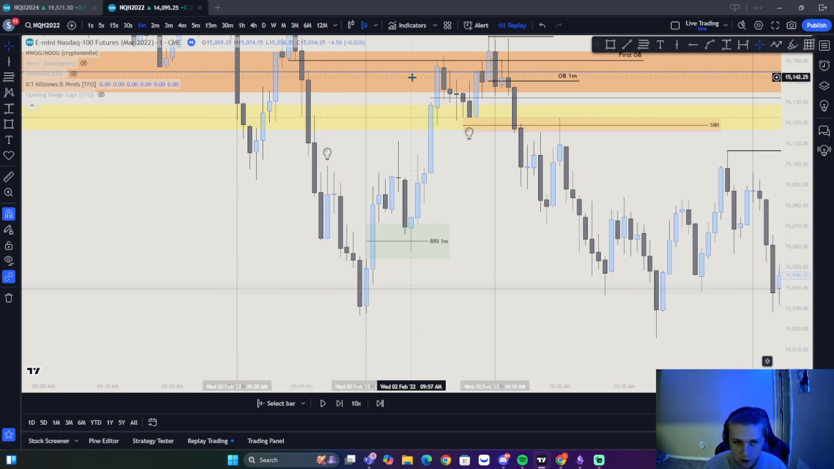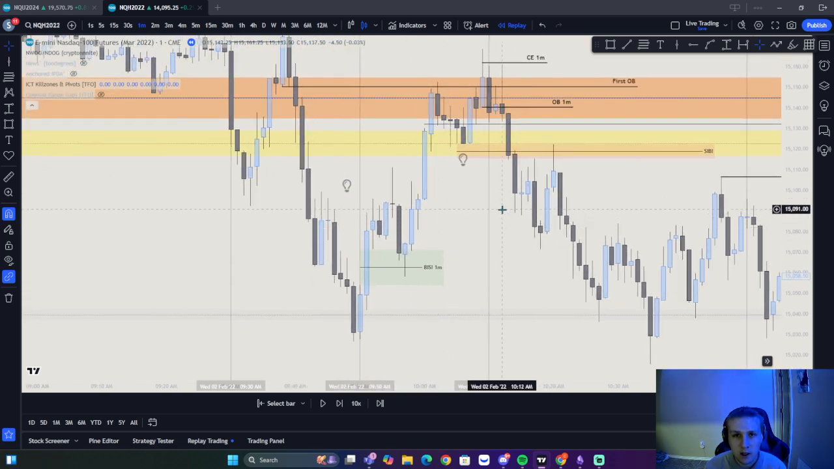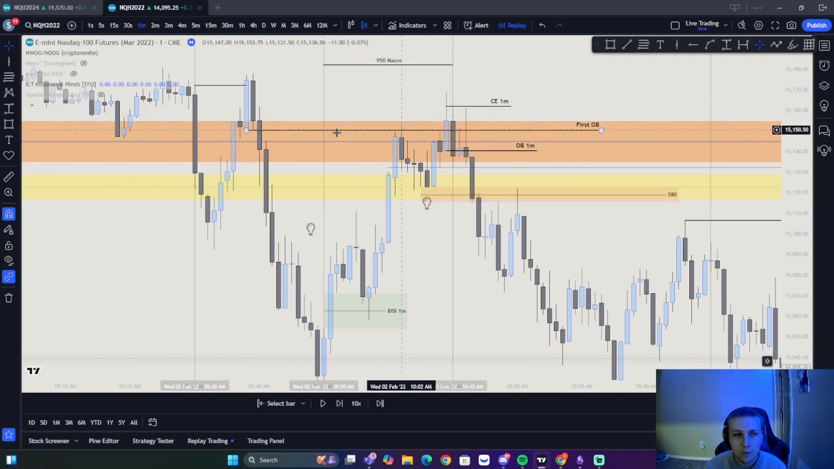Excuse me. What do we get? Market structure shift. Imbalance. 2022 model. Perfect. What is this as well? This is a breaker. Trade that out or extend that. And then where are we trading into? This order block. First order block created within the opening range.